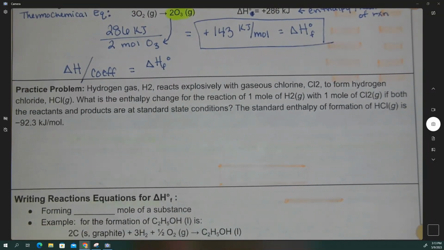This practice problem says that hydrogen gas, H2, reacts explosively with gaseous chlorine, Cl2, to form hydrogen chloride, HCl. What is the enthalpy change for the reaction of 1 mole of H2 with 1 mole of Cl2 if both of the reactants and products are at the standard state? The standard enthalpy of formation of HCl is negative 92.3 kilojoules per mole. So this one's a little bit different. This one we have to figure out what our equation is.